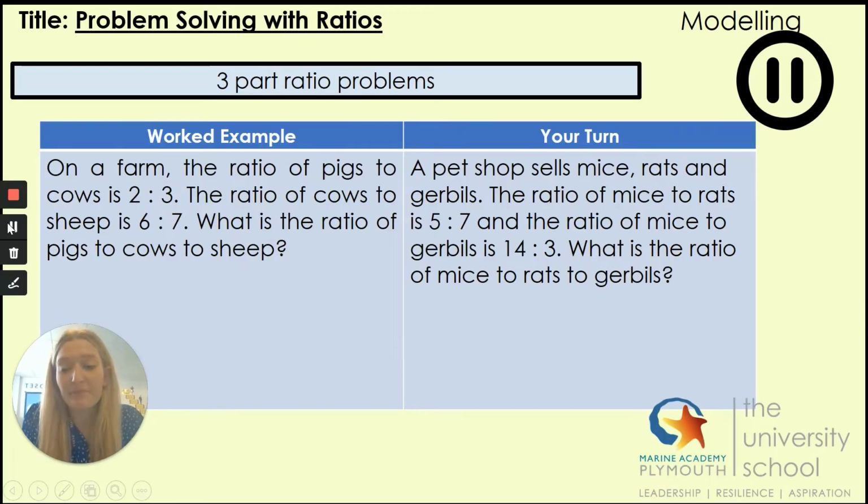Lovely, well done. So I've got a question that's very similar now for you to have a go at. A pet shop sells mice, rats and gerbils. The ratio of mice to rats is 5 to 7 and the ratio of mice to gerbils is 14 to 3. What is the ratio of mice to rats to gerbils?